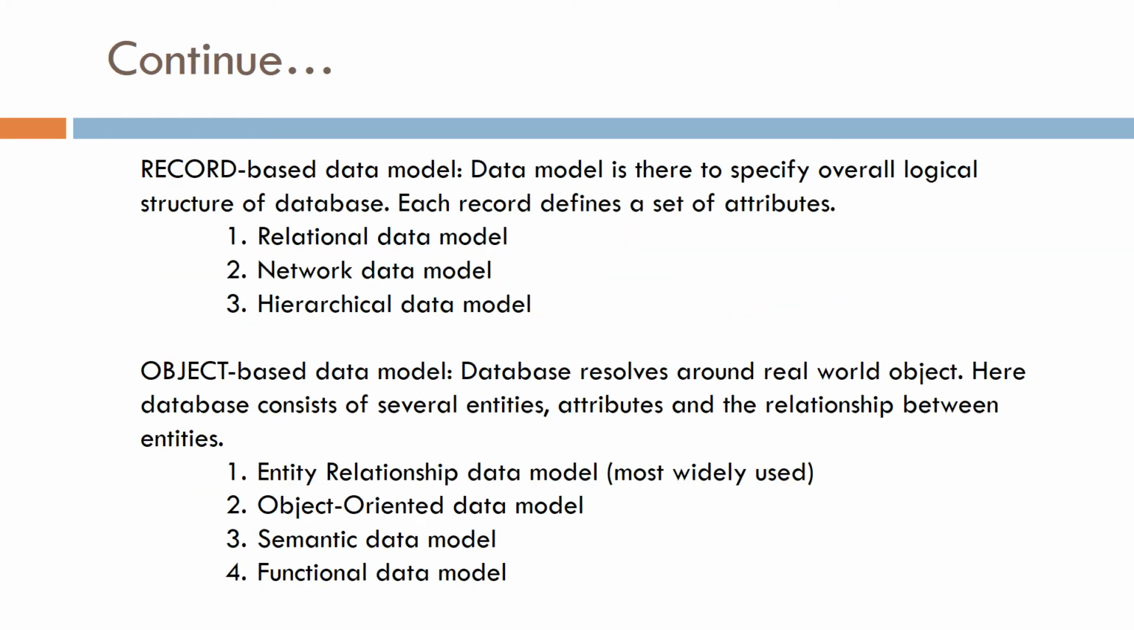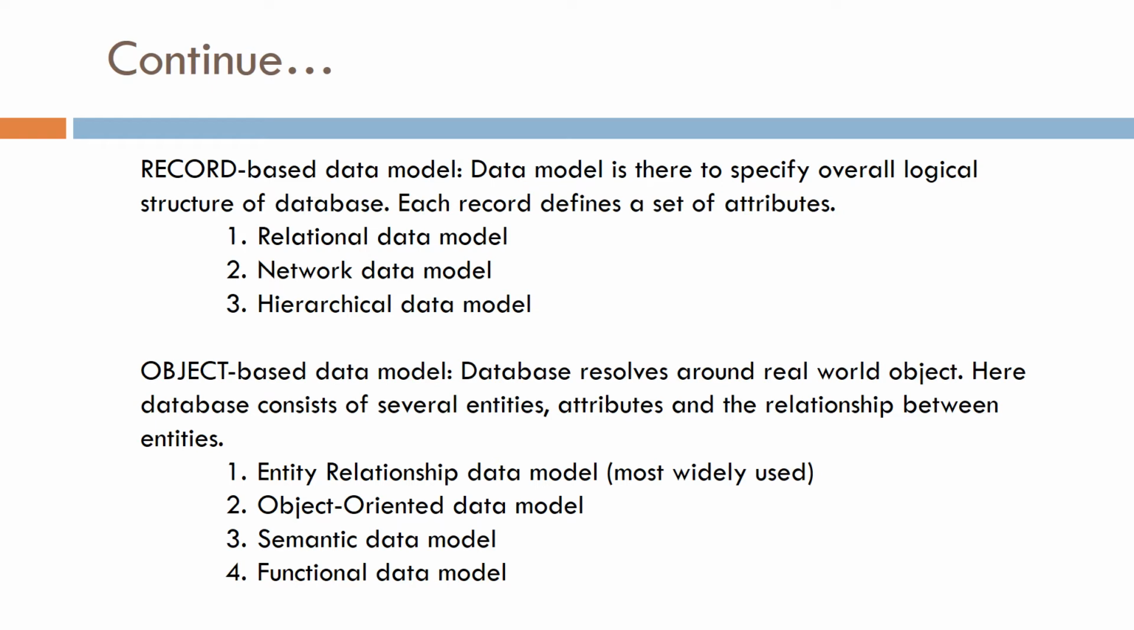Record-based data model. Data model is there to specify overall logical structure of a database. Each record defines a set of attributes. Here there are three examples of record-based data model, and these are relational data model, network data model, and hierarchical data model. Second is object-based data model, which are database resolves around a real-world object.